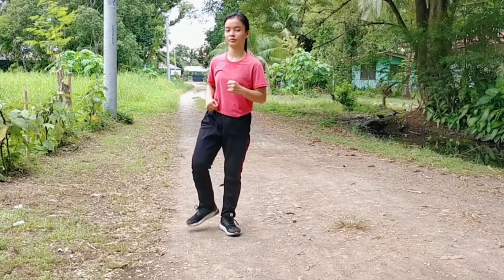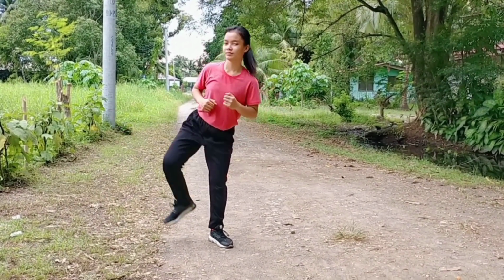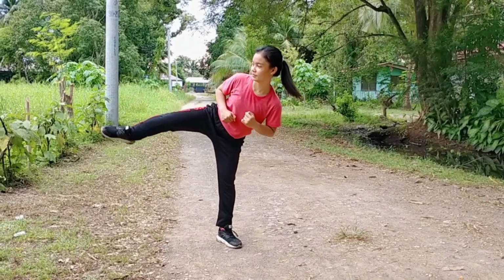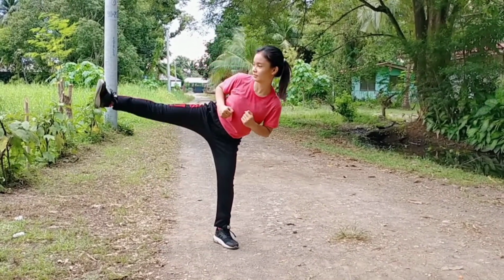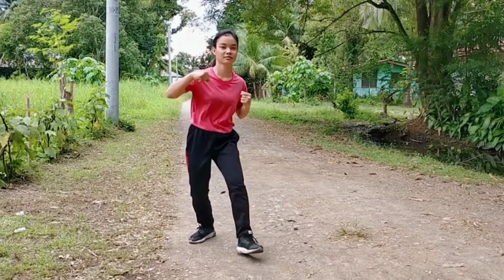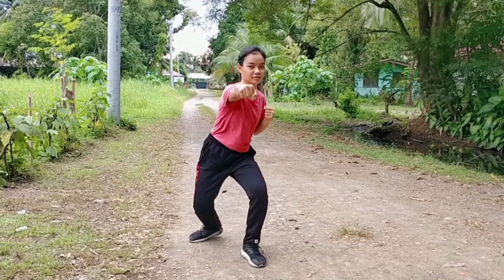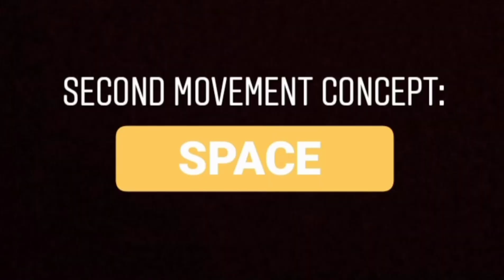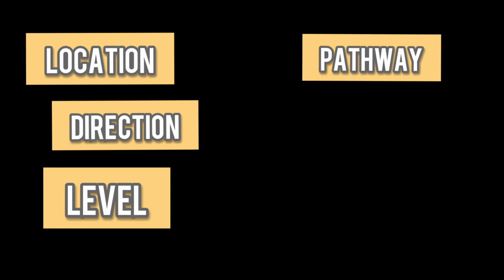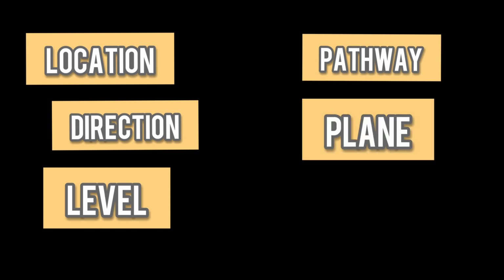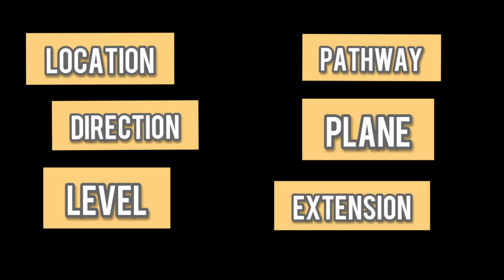Manipulative actions of the whole body are those actions which require the person to control the force or effort he or she is executing or giving. The second movement concept is space. The space has 6 categories, which are the location, direction, level, pathway, plane, and the extension.